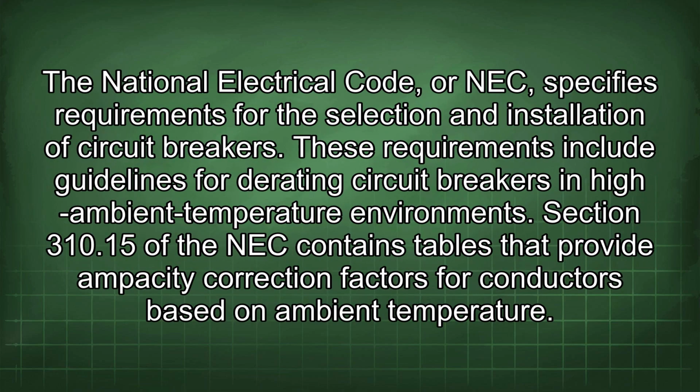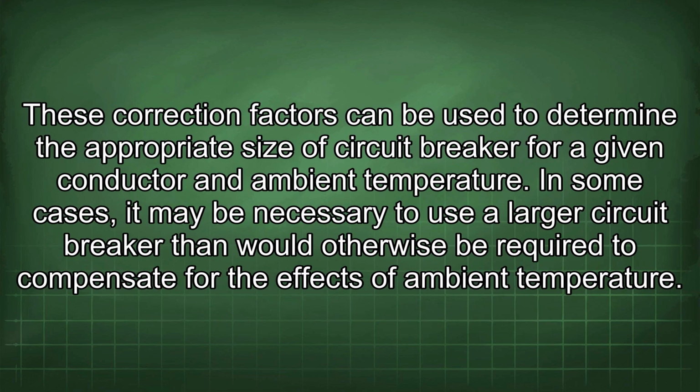The National Electrical Code, or NEC, specifies requirements for the selection and installation of circuit breakers. These requirements include guidelines for derating circuit breakers in high ambient temperature environments. Section 310.15 of the NEC contains tables that provide ampacity correction factors for conductors based on ambient temperature. These correction factors can be used to determine the appropriate size of circuit breaker for a given conductor and ambient temperature. In some cases, it may be necessary to use a larger circuit breaker than would otherwise be required to compensate for the effects of ambient temperature.